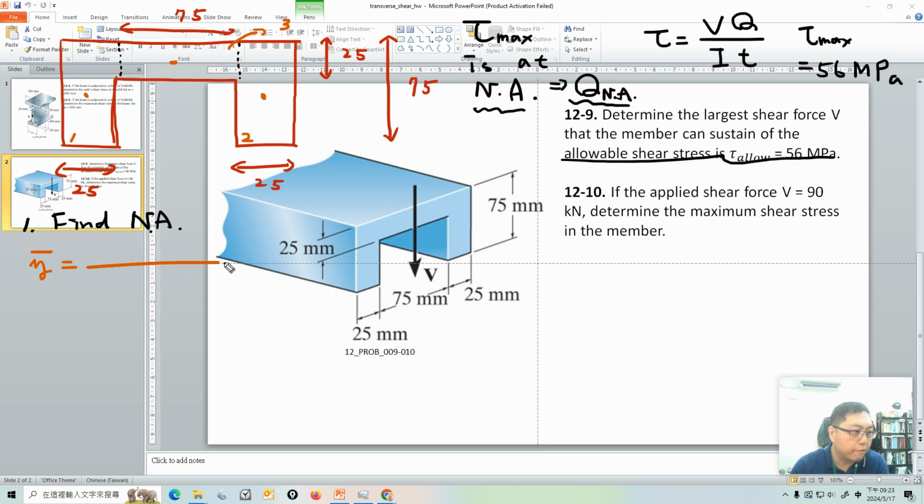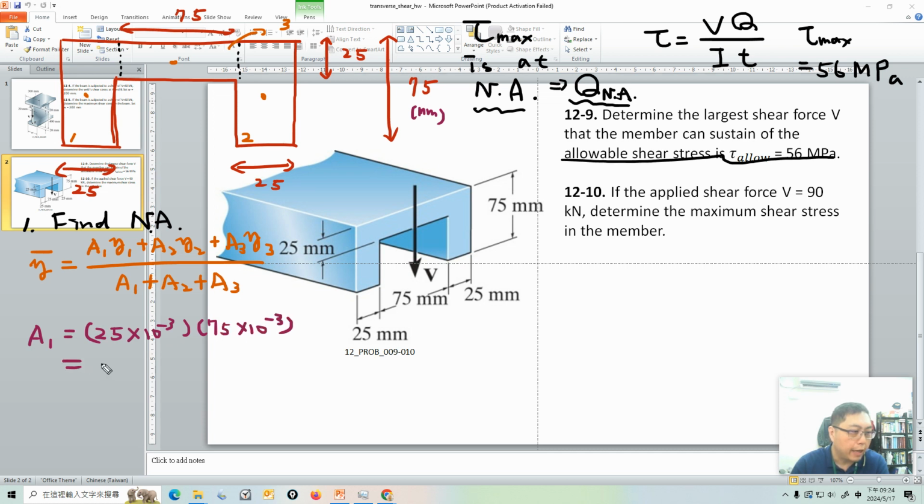So we have three areas, right? So Y bar equals A1 plus A2 plus A3 in the denominator, and A1 Y1 plus A2 Y2 plus A3 Y3 in the numerator. The next thing is, what's our A1? Let's calculate one by one. A1 is 25 millimeter times 75 millimeter.